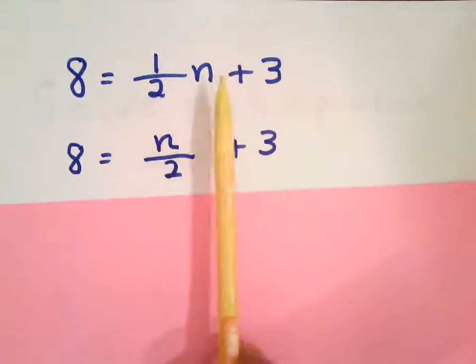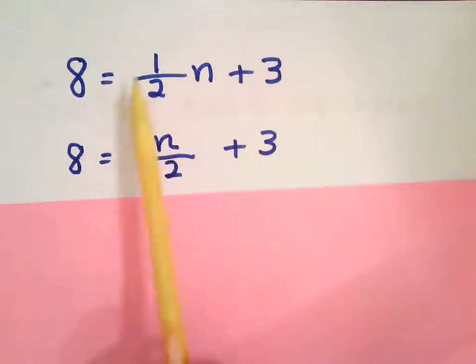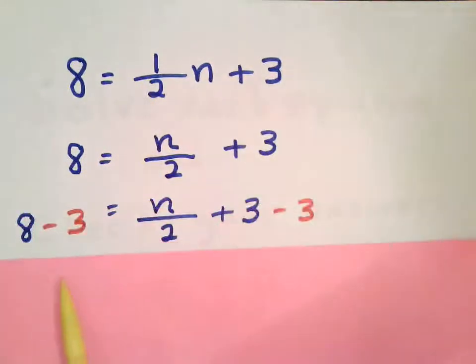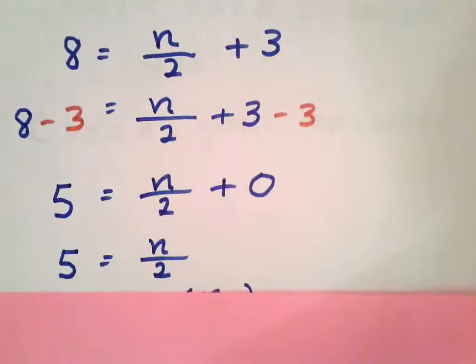1/2 n is the same thing as n divided by 2. Dividing by 2 is the same thing as multiplying by its reciprocal, a half. I subtract 3 from each side. We're getting 5 is equal to n over 2 plus 0. Then I have 5 equals n over 2.